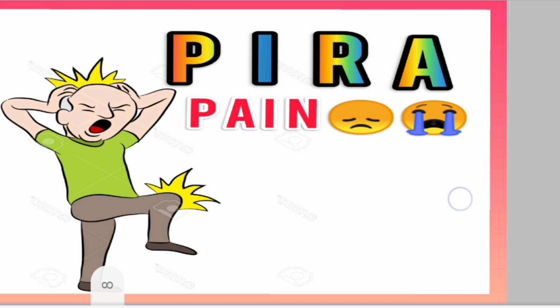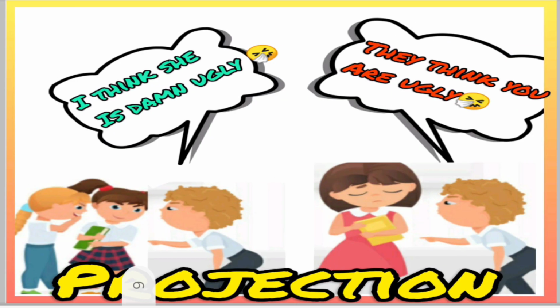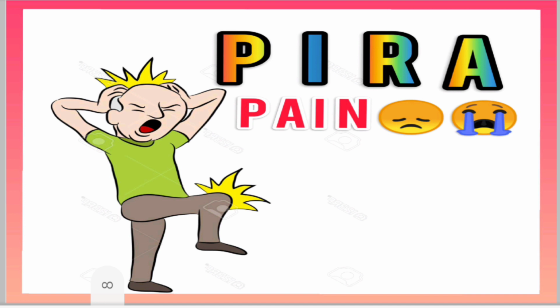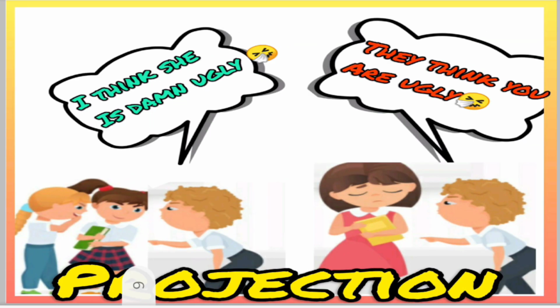So let's see. P for projection, I for introjection, R is for regression, A is for acting out, and with acting out we will be remembering passive aggressive behavior. So let's see one by one. So the first defense mechanism in this is our projection.